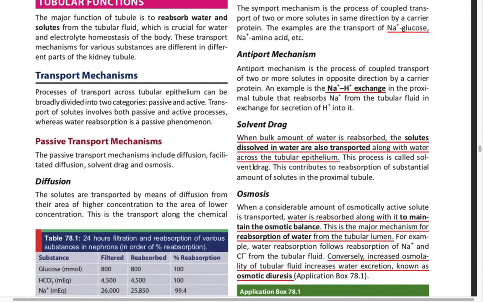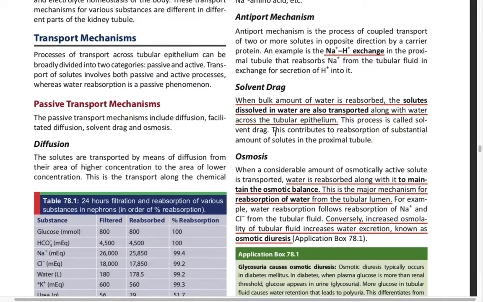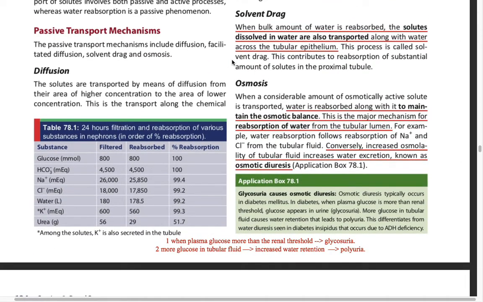Then there is a solvent drag. When a bulk amount of the water is reabsorbed, the solutes dissolved in the water are also transported along with the water across the tubular epithelium. This is called a solvent drag. This contributes to the reabsorption of substantial amounts of the solutes in the proximal convoluted tubule.